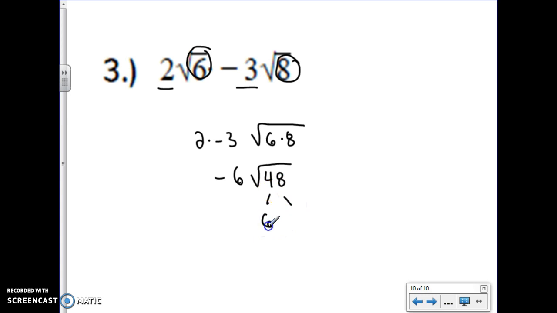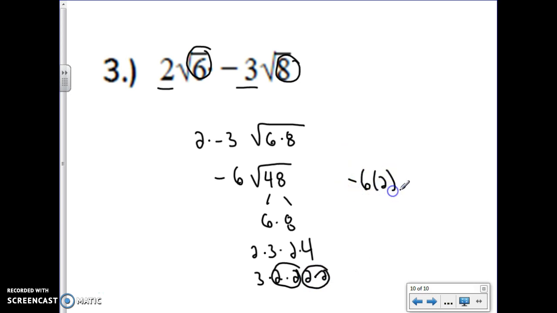48 breaks down to be 6 and 8, which is 2, 3, 2, 4. That breaks down to be 2's. So it looks like I have four 2's and a 3. So I have a pair of 2's, another pair of 2's. So right now I have negative 6 times 2 times 2 with the square root of 3 at the end. So I end up with negative 24 square root of 3.